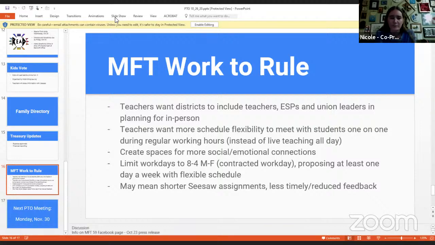Yeah, but I think the things that they're talking about, like having one day a week of flexible scheduling, that part makes sense, and they would be able to do more rigorous things on that day and communicate with parents. So there's a lot going on here, and it's been building ever since we started distance learning. So yeah, hopefully that puts some perspective to it.